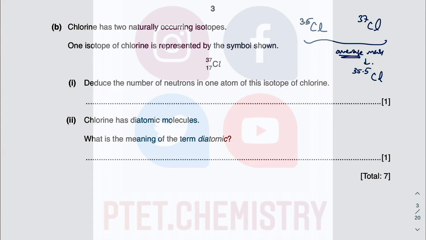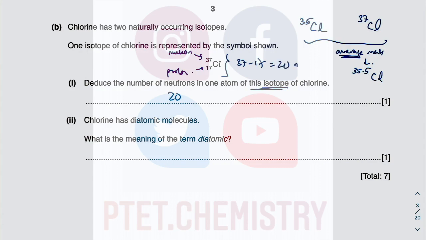So deduce the number of neutrons in this isotope of chlorine. So that is the nucleon number, and then this is the proton number. So nucleon minus proton, 37 minus 17, you're going to get 20 neutrons. Alright?